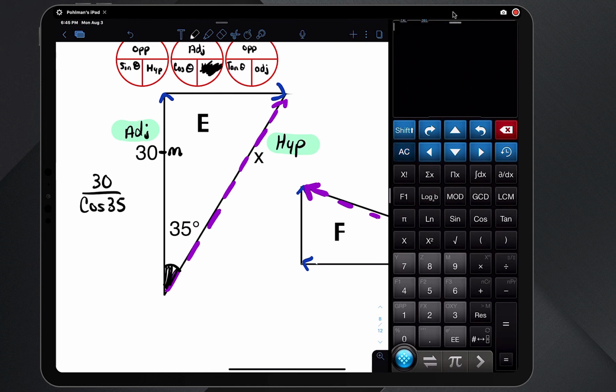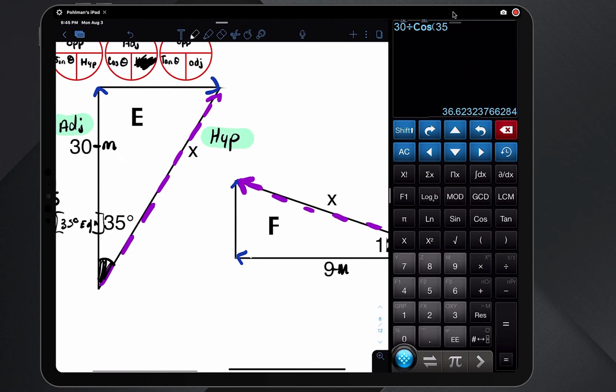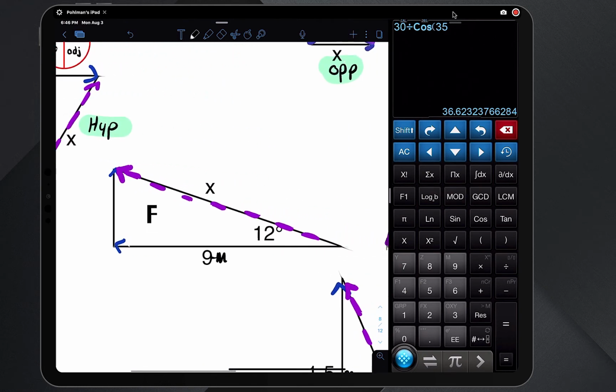Calculator, we'll type it in just as we see it. We have 30 divided by cosine 35 equals. So that hypotenuse would be 36.6 meters, and that would be at an angle of 35 degrees east of north. I'm going to start putting the directions on there. It's the right way to do it.